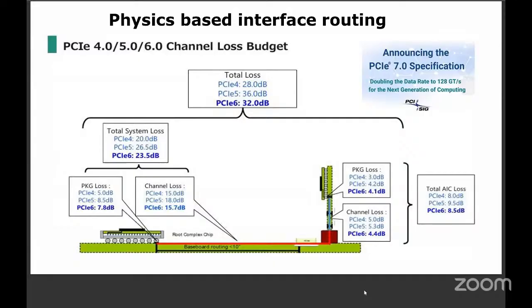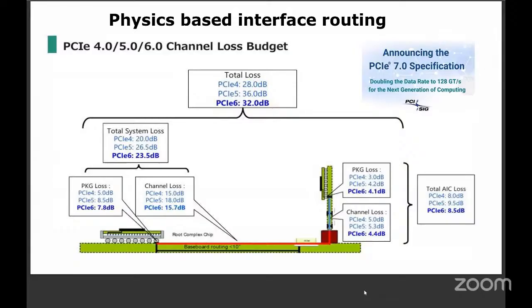Then we go to the package at the receiver. Package loss was again 3 dB, 4.2 dB, and 4.1, almost a 25% increase over there. Channel loss 5 dB, 5.3, 4.4, not much change. So they're controlling it so the same PCB can be used for Gen 6 as well as Gen 5. The same routing can be used.